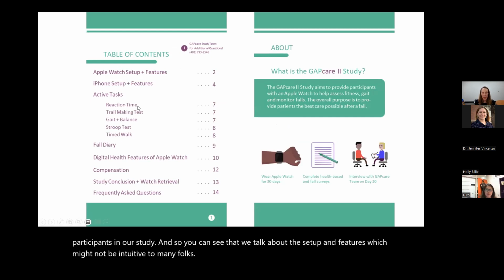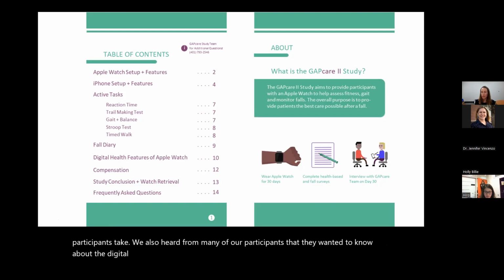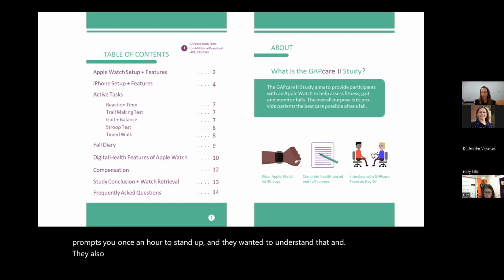We talk about active tasks and how to do those at home, about the fall survey that participants take. We also heard from many of our participants that they wanted to know about the digital health features of the watch. So for instance, the watch prompts you once an hour to stand up, and they wanted to understand that. And they also wanted to know how they could check their own heart rate with the watch.